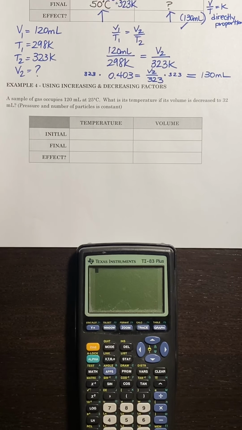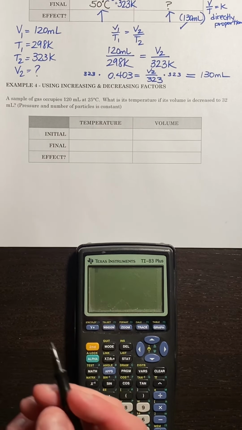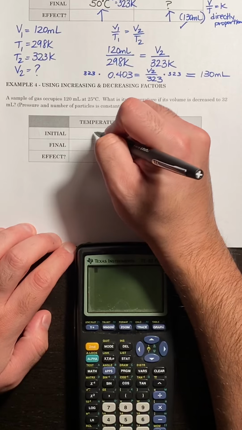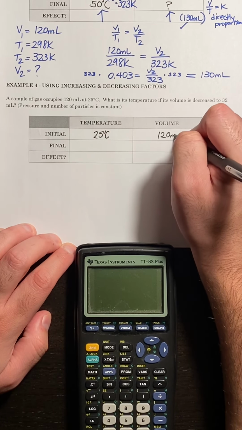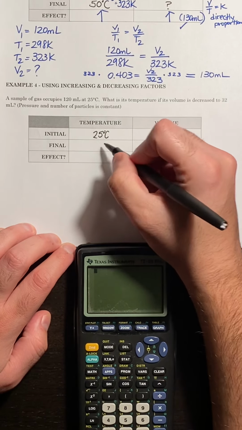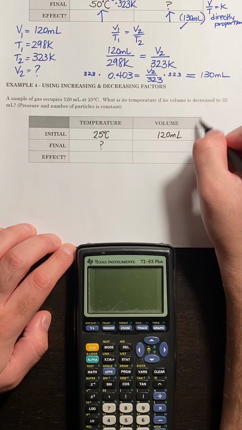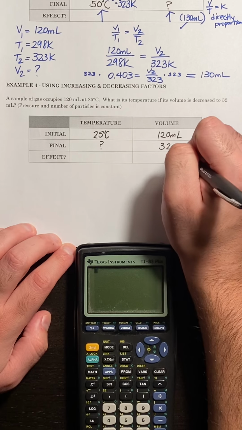All right, let's check the answer to this problem. A sample of gas occupies 120 milliliters at 25 degrees Celsius. Again, we're at 25 degrees Celsius and 120 milliliters. What is its temperature if its volume is decreased to 32 milliliters?